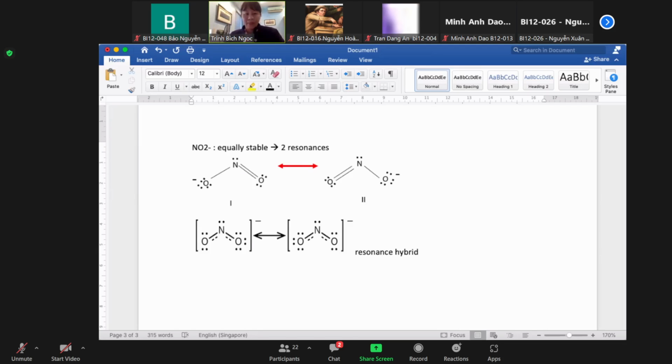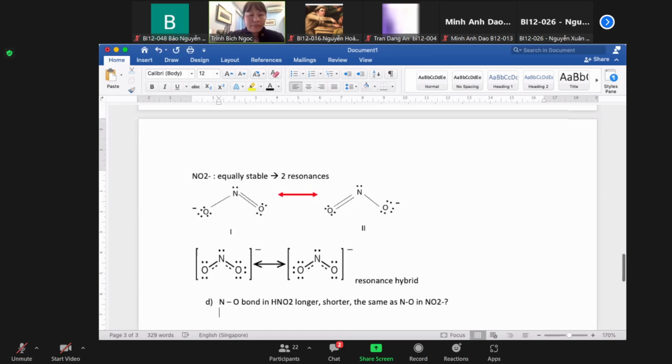Then we pass to question 4. Would you expect the NO bond in NO2 will be longer, will be shorter, or the same as the bonding NO in the ion NO2 minus.